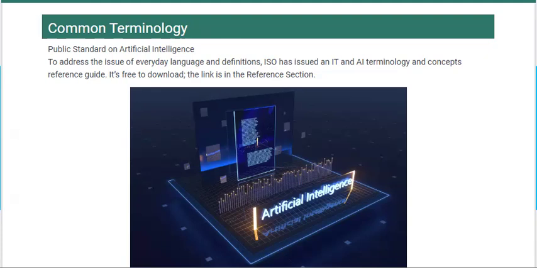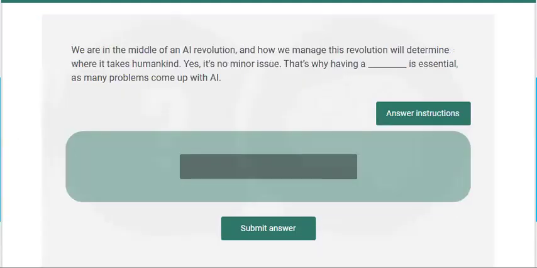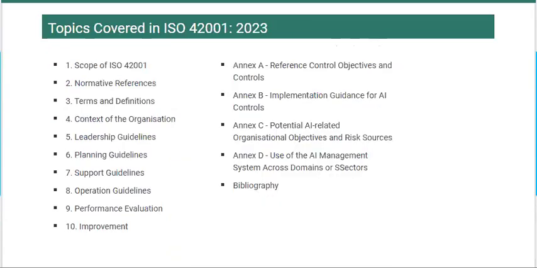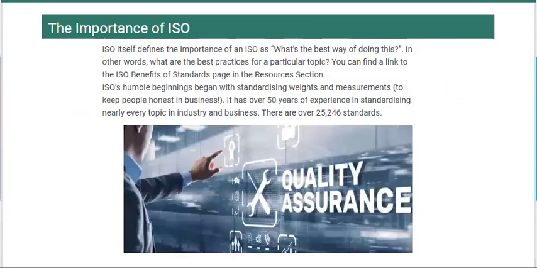The importance of ISO. ISO itself defines the importance of an ISO as what's the best way of doing this. In other words, what are the best practices for a particular topic? You can find a link to the ISO Benefits of Standards page in the Resources section. ISO's humble beginnings began with standardizing weights and measurements to keep people honest in business. It has over 50 years of experience in standardizing nearly every topic in industry and business.